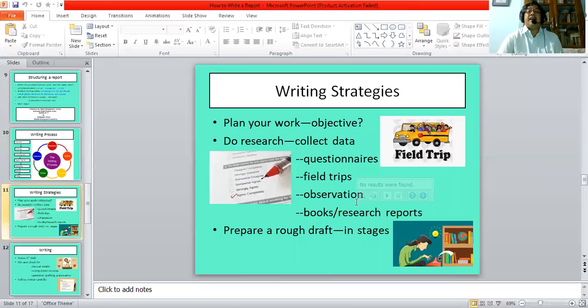We can say that different strategies are involved in writing. For example, planning out the objective, doing the research, which includes collecting data, filling in questionnaires, undertaking field trips, which are study trips, observation reports, and books and research reports. So a lot of research work needs to be done in preparing a report. Now you can prepare a rough draft in certain stages, write it in, and then make a fair draft, a final draft.